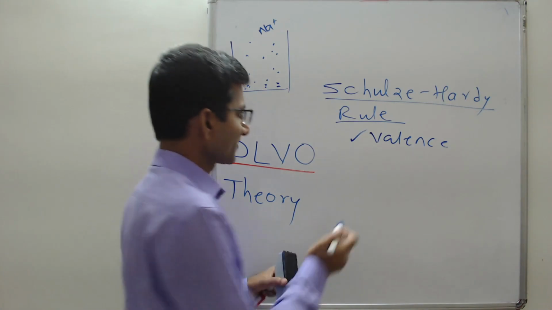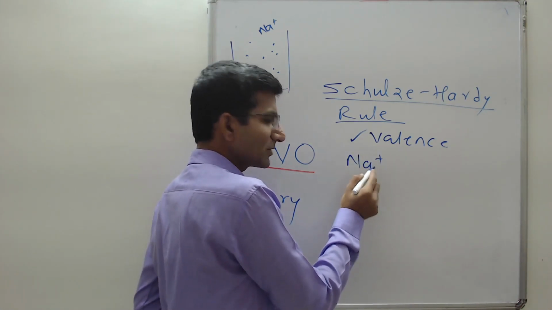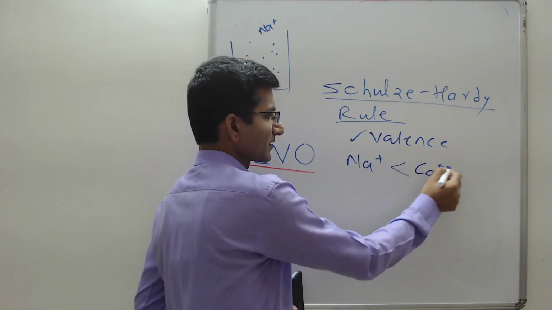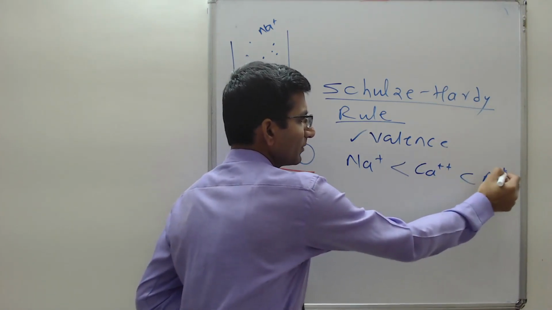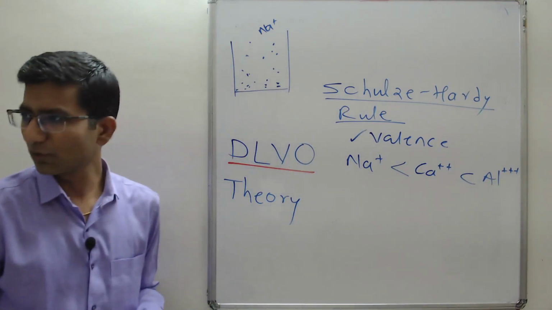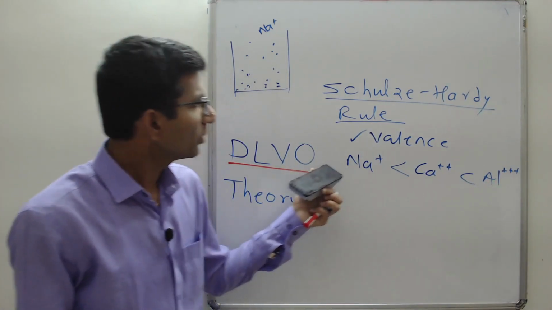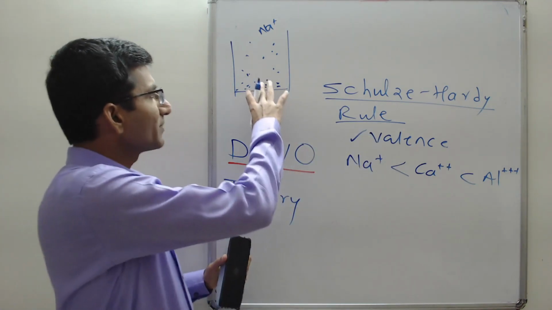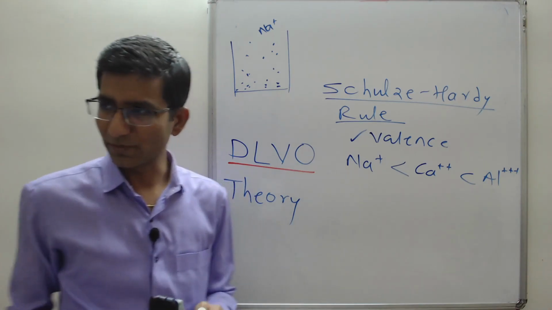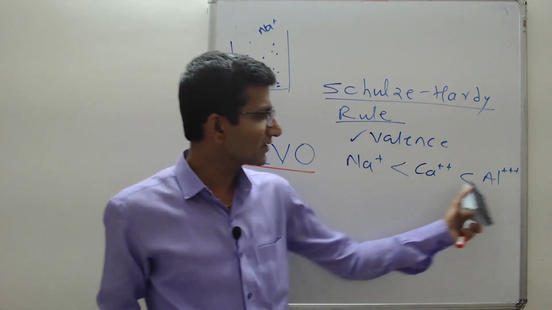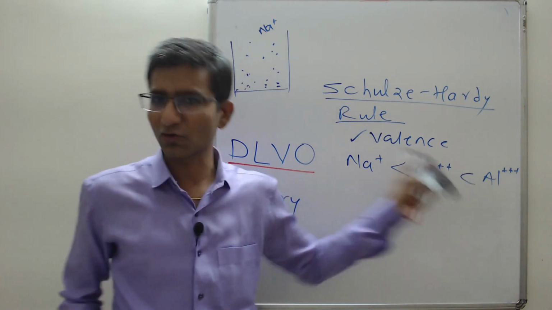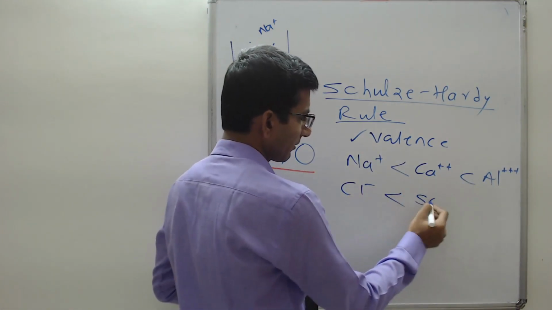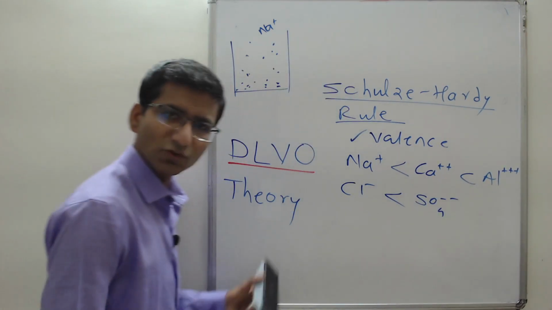If you want to break the suspension, then the power of breaking is greater for Ca++ than Na+, and greater for Al+++ than Ca++. I hope you are getting my point. So what is the Schulz-Hardy rule? It says that electrolytes may neutralize the surface charge and aggregation may occur. This aggregating power increases with increase in the valence of the electrolyte. Clear? The same way, SO4-- will have more power than Cl-, and so on.